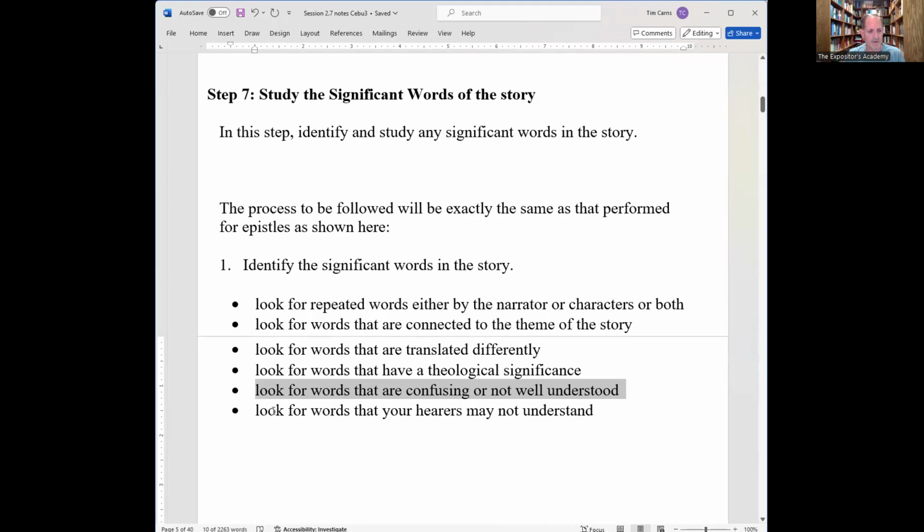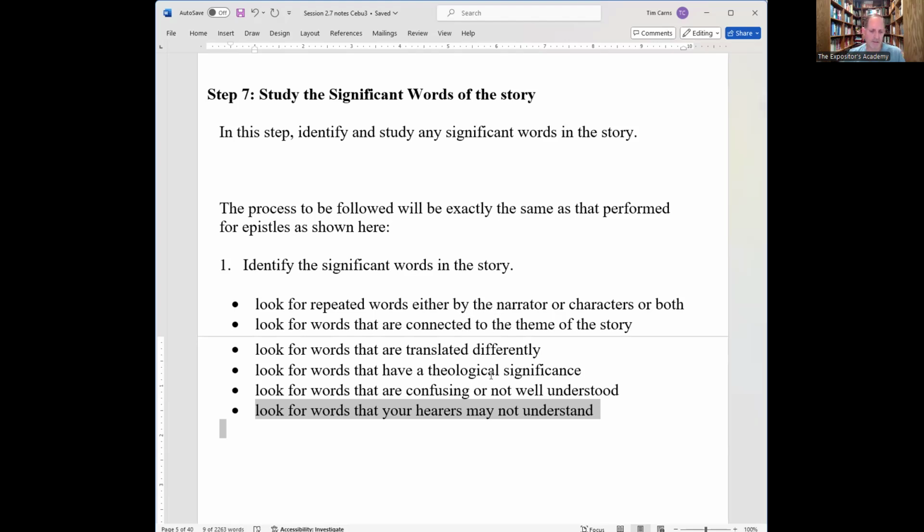Also, look for any words that your hearers may not understand. So you're going to need to look at this pastorally as a shepherd. What words in this passage may be confusing to my congregation, to those who are going to listen to me? So these would be some important words to look for. All right, just to give you an idea.